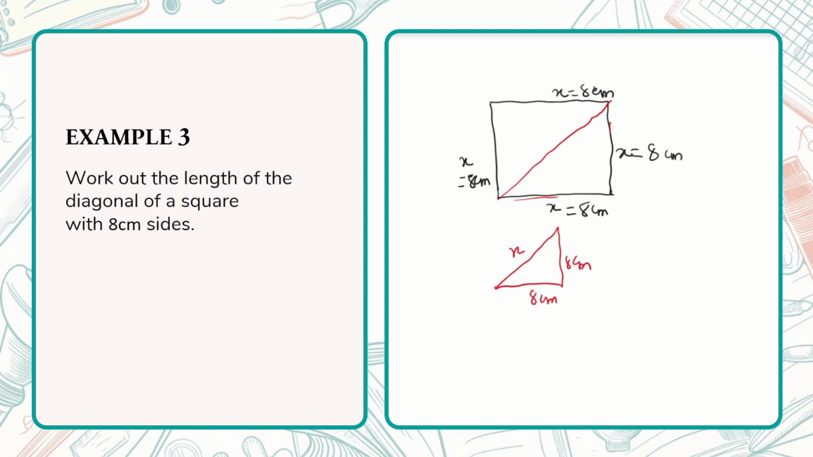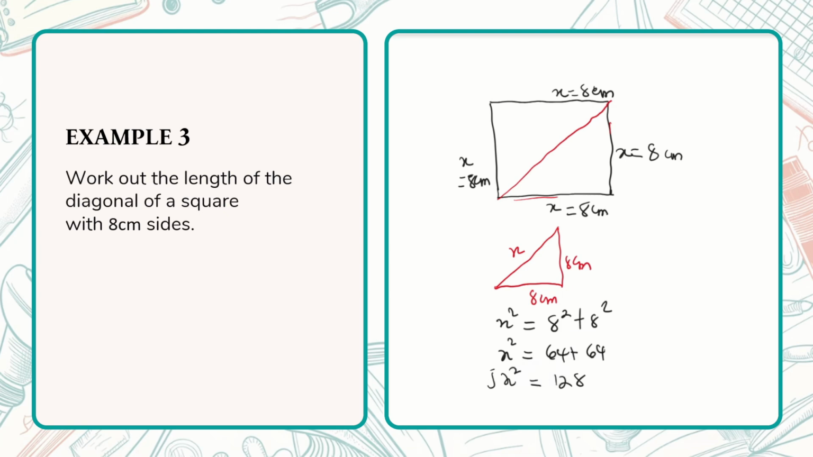Based on Pythagoras theorem, we know that x squared should be equal to 8 squared plus 8 squared. So x squared is equal to 64 plus 64. When we add 64 plus 64, that should give us 128. So x squared is equal to 128.